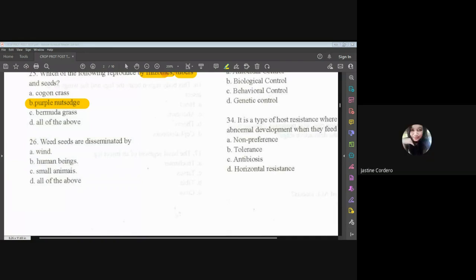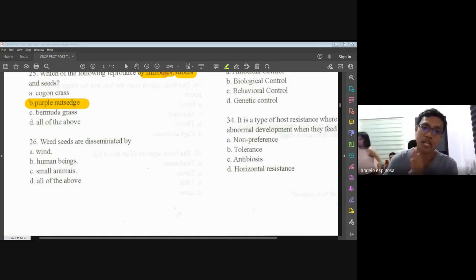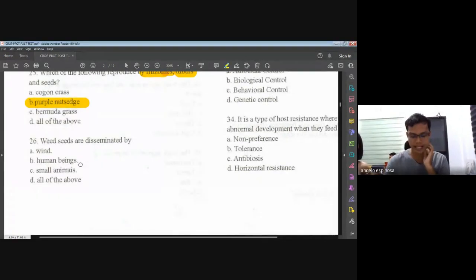Pwede po bang mag-sir? Yung kugon po ba? Ano po ba yung... Rhizome siya, rhizome. Rhizome po yan. Pero hindi po siya tubers. Hindi siya tubers. It's rhizomes. Ang kugon is a rhizome but not tubers. Tubers is only for sedges. Okay? Next, we have 26.